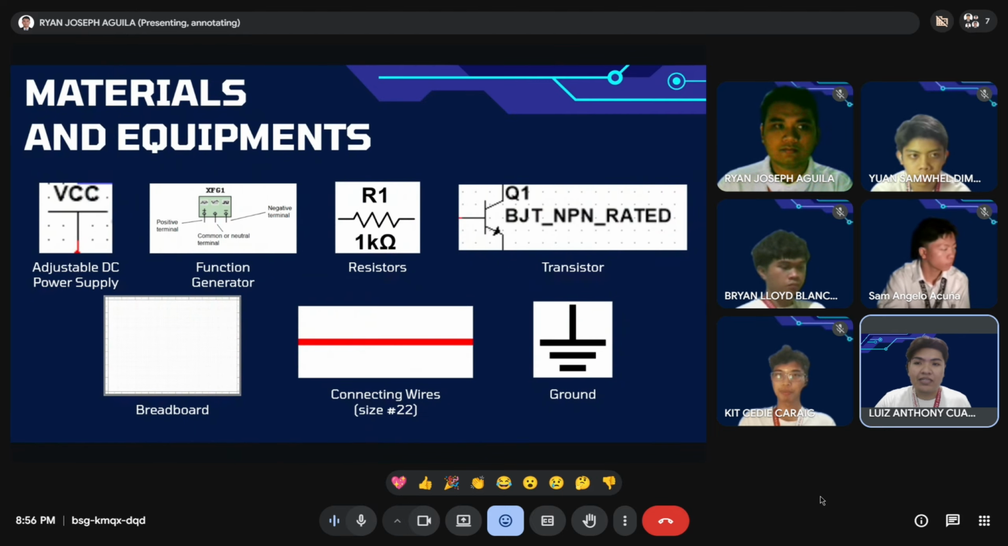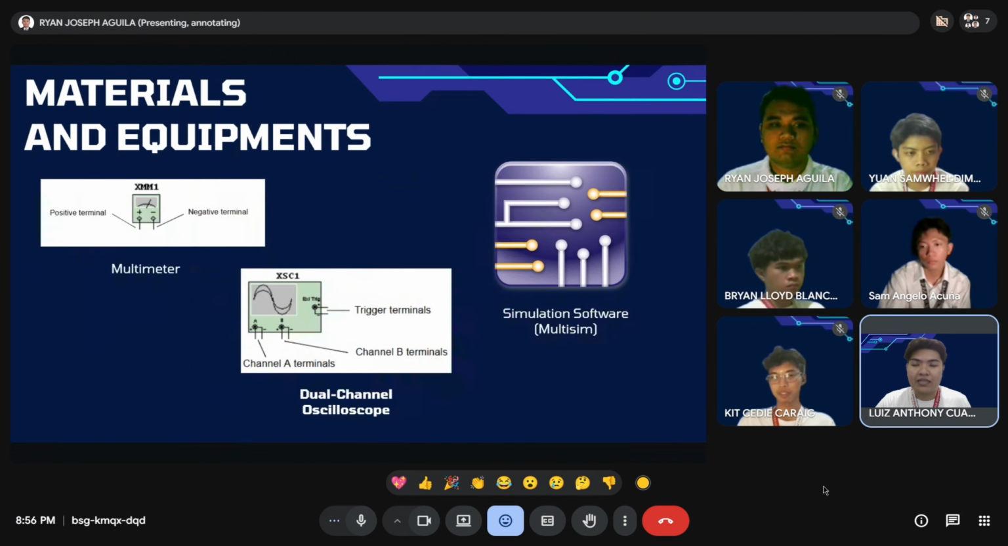For the materials and equipment used in this laboratory experiment, the first one is the adjustable DC power supply, the function generator, resistors, transistor, breadboard, connecting wires in size number 22, the ground. Next slide. The multimeter, a dual-channel oscilloscope, and the simulation software, which is Multisim.